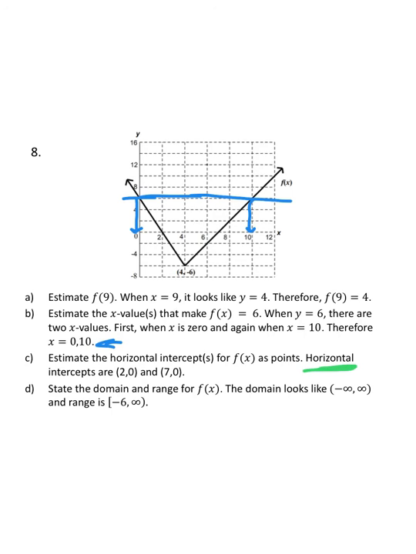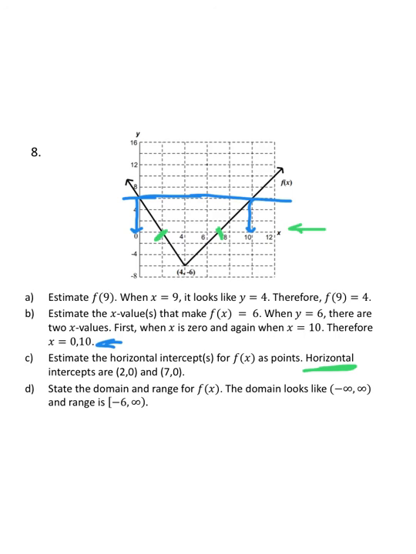Estimate the horizontal intercepts. Horizontal axis, that's the x-axis. Where do we cross? Right there. Right there. I'm thinking that that's at (2, 0) on the left, (7, 0), close enough as an estimate for my horizontal intercept on the right.